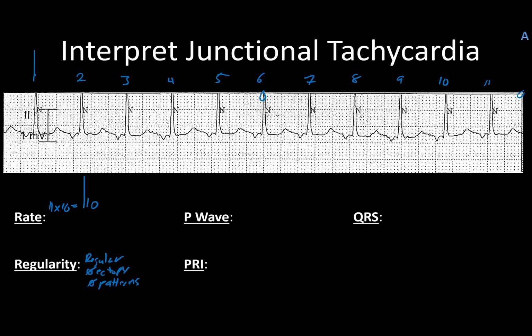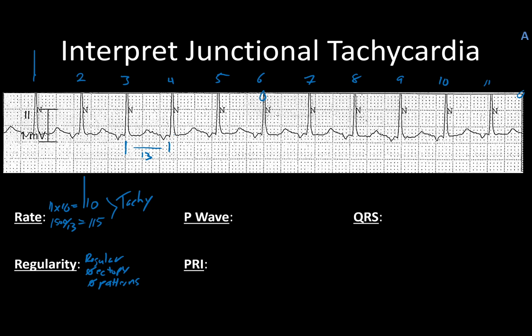Now, because it's regular, I can actually measure from beat to beat to try and figure out what's going on. Conveniently, beat number 3, the QRS starts on a solid line, and this one ends right around here. And that gives me 13 small boxes, and that gives me a rate of 115. And so we are tachycardic.